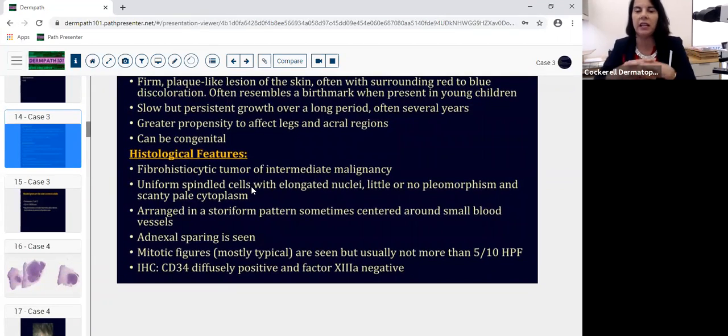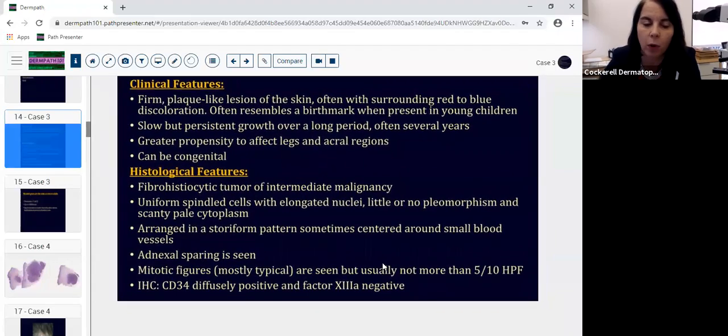Fibrohistiocytic tumors of intermediate malignancy. There's uniform spindle cells with elongated nuclei, little or no pleomorphism, and scanty pale cytoplasm. The key feature, though, to differentiate it from the DF is the storiform pattern, sort of a cartwheel. It wasn't very well exhibited in this tumor, but there was sort of a whirling, mat-like pattern centered around the small blood vessels. The adnexal sparing we did see here, and the mitotic figures were definitely below 5 per 10 high-powered fields.